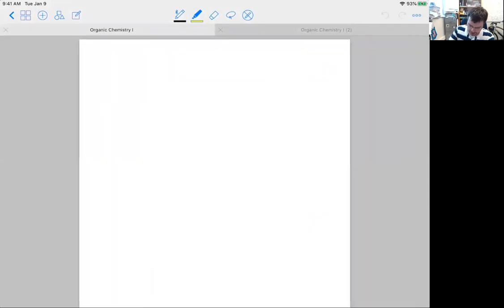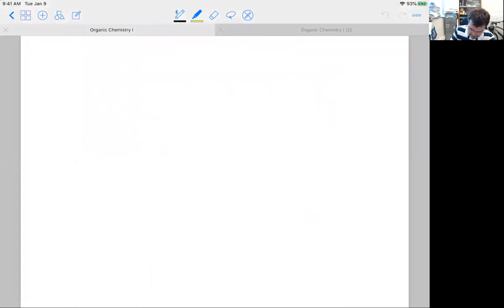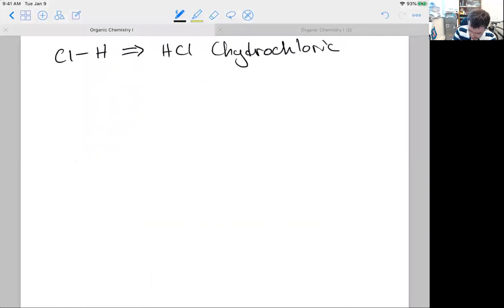The other reason why I wanted to show you this was I wanted us to recognize that ClH is equal to HCl, which is hydrochloric acid. Now, this term acid here is important because this just describes a very useful property. In the case of acetic acid, it wasn't so useful because acetic acid is a weak acid. Hydrochloric acid is a strong acid, though.